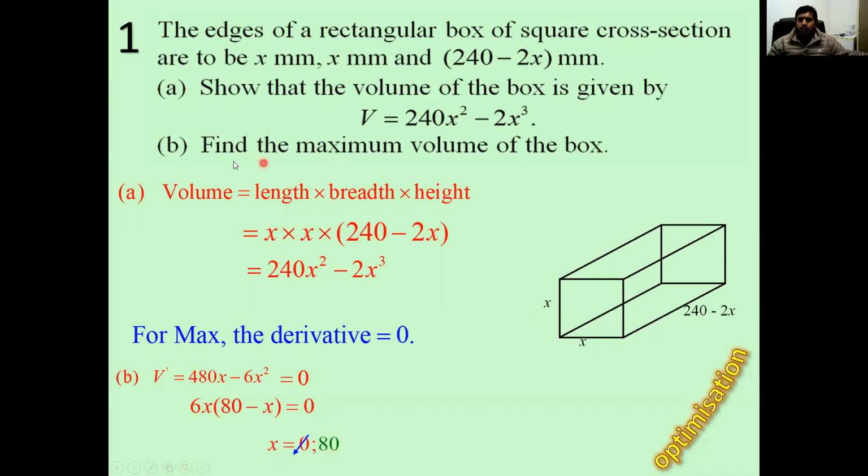But remember, the question says find the maximum volume. And from your notes, I gave you 3 points. Number 1, we find the derivative and equate it to 0. We solve for x. And point number 3, we need to sub this 80 into the volume formula. And this is the volume formula. So I want you quickly to substitute 80 into this formula.